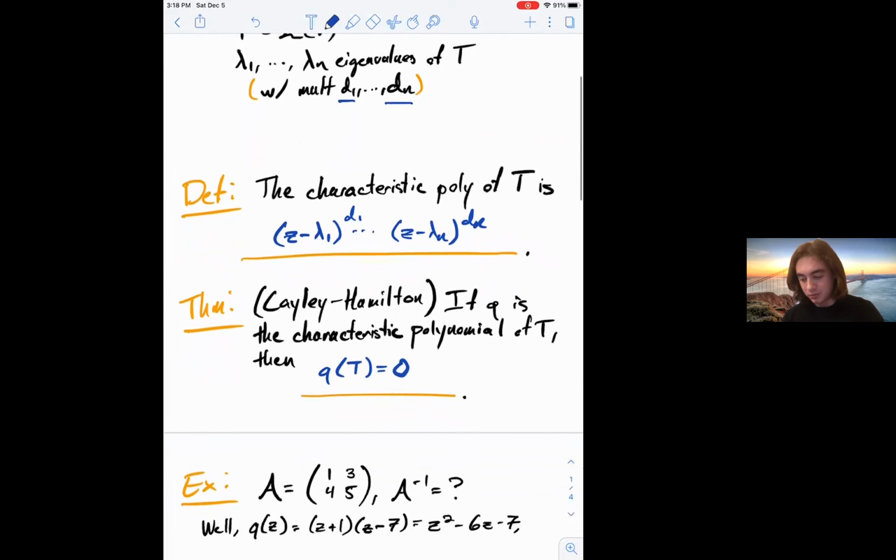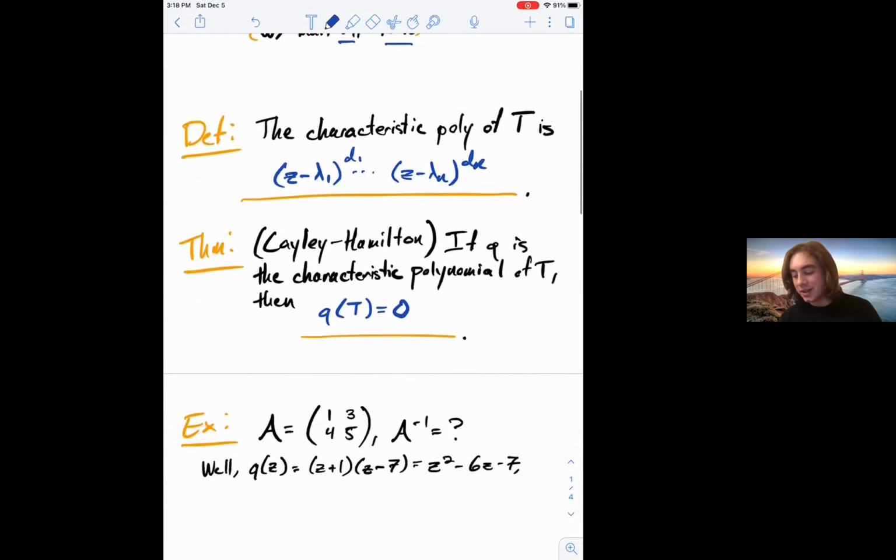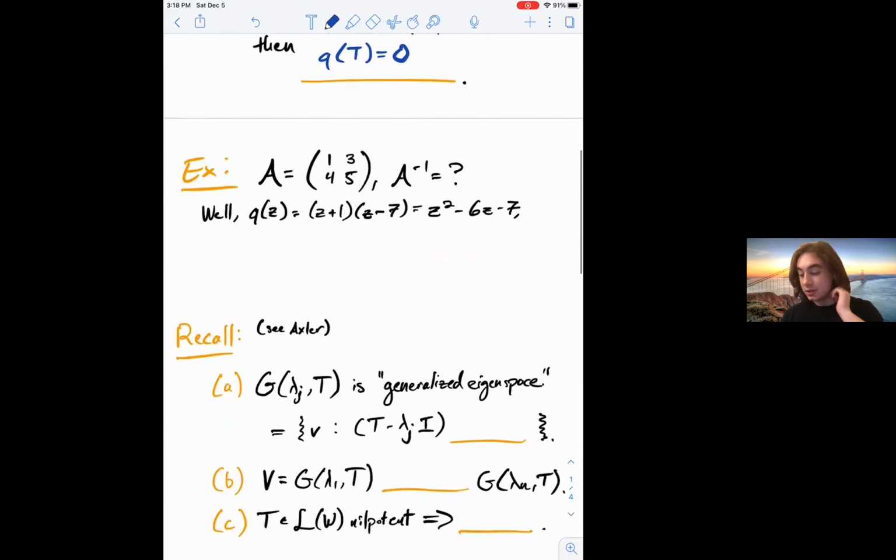So why might we care about this? Well, let's see a quick example. Let's say we have a 2x2 matrix A here, and we want to compute A inverse, but we've forgotten the formula for the inverse. Well, first, we can compute our characteristic polynomial. So eigenvalues are -1 and +7.